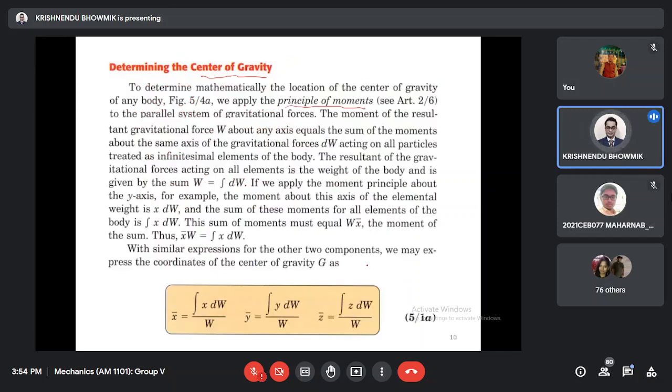So how did we used to do this? Say x bar is the x coordinate of the center of gravity, multiplied by its own weight, equals the integration of x dW. So what we did: we considered a small strip, dW is its weight, x is its distance as per the coordinate, W is the total weight, and this is the location of the CG. On the other hand, we can write it this way: x bar equals integration of x dW by W. Similarly y bar, z bar.